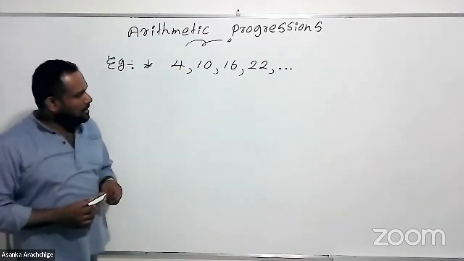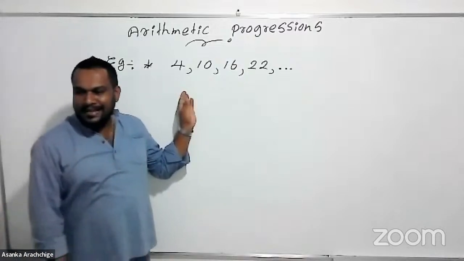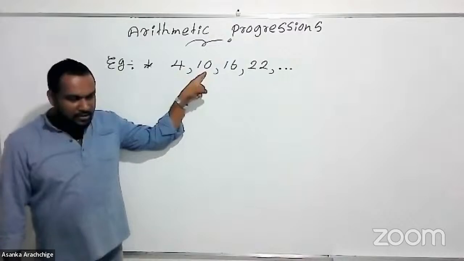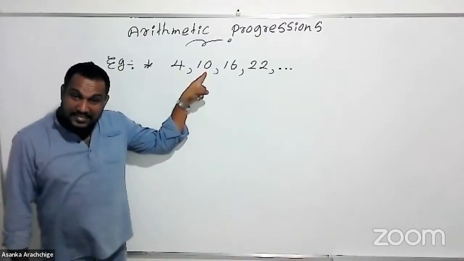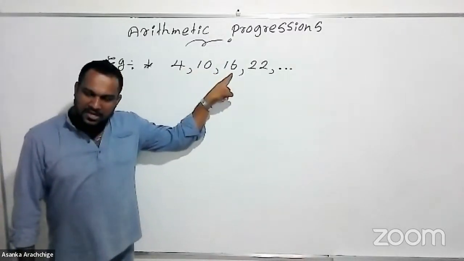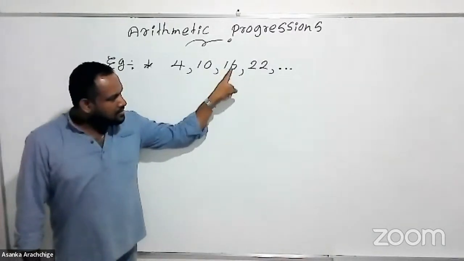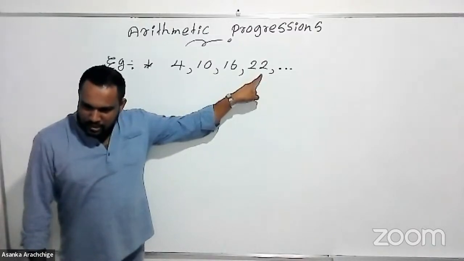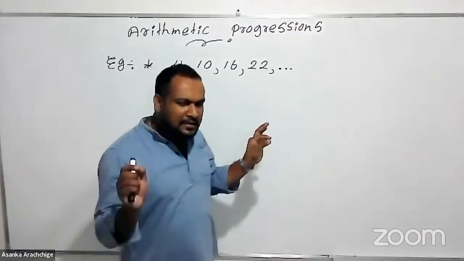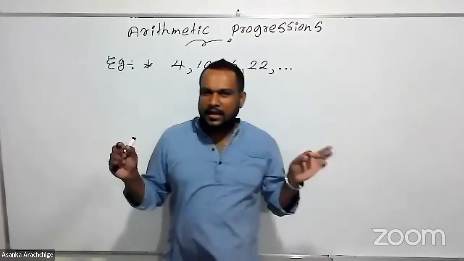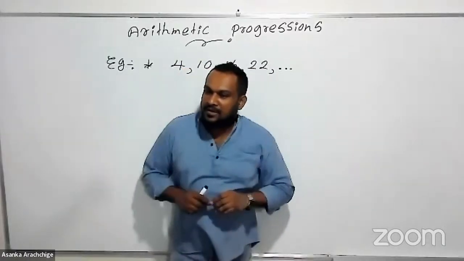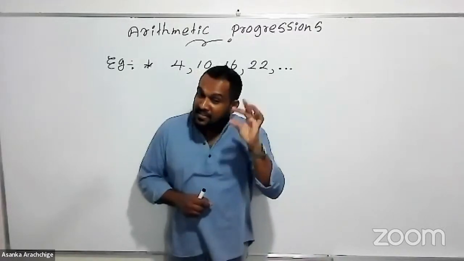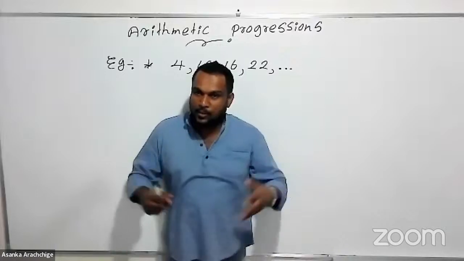Tell me, what is the gap between the first two terms in this pattern? 4, 10. The gap 6. 10, 16. The gap 6. 16, 22. The gap 6. So, what is the correct method of getting that common gap, the common difference? That is called common difference. The correct method, the accurate method.